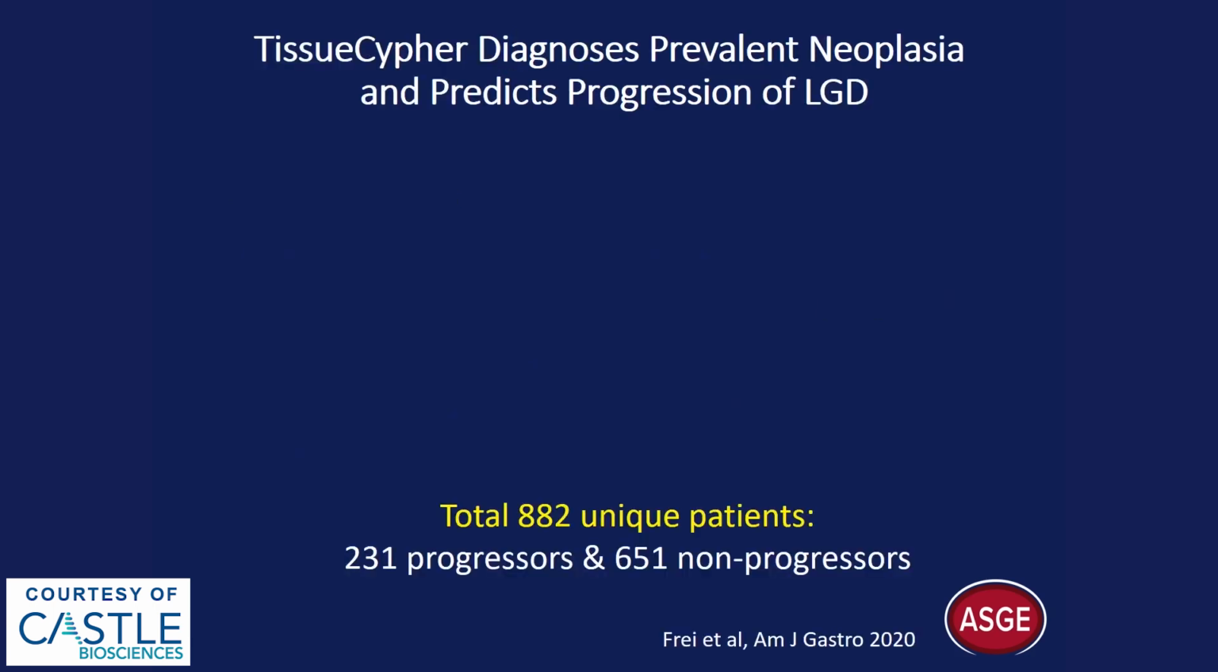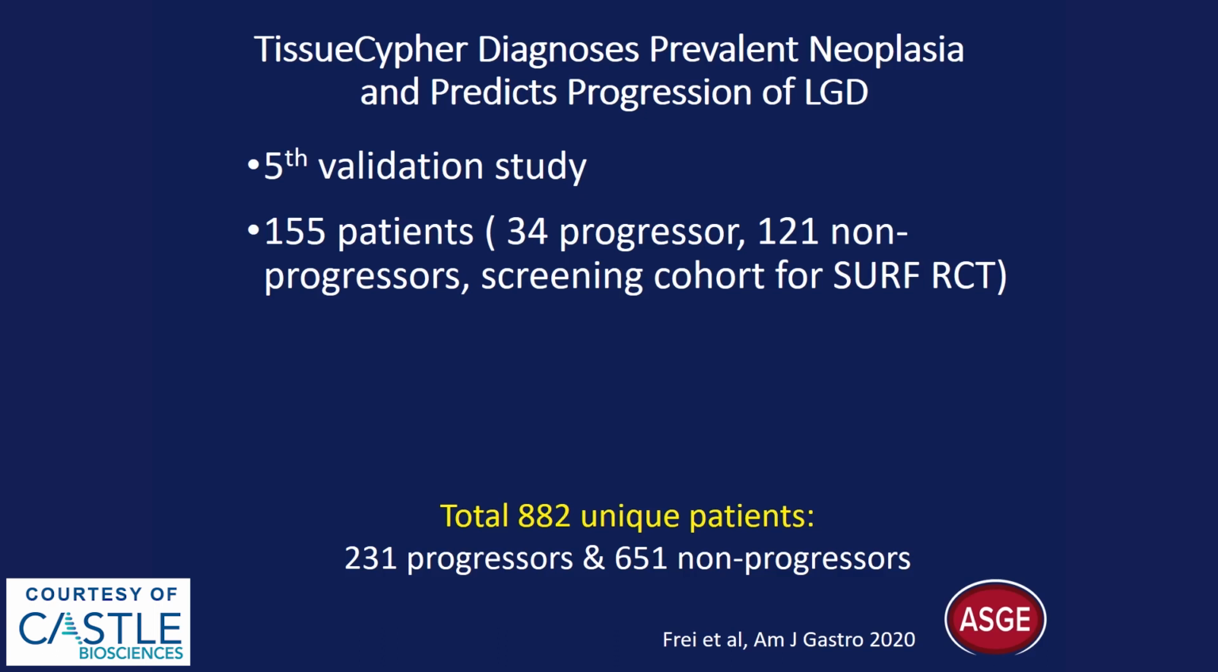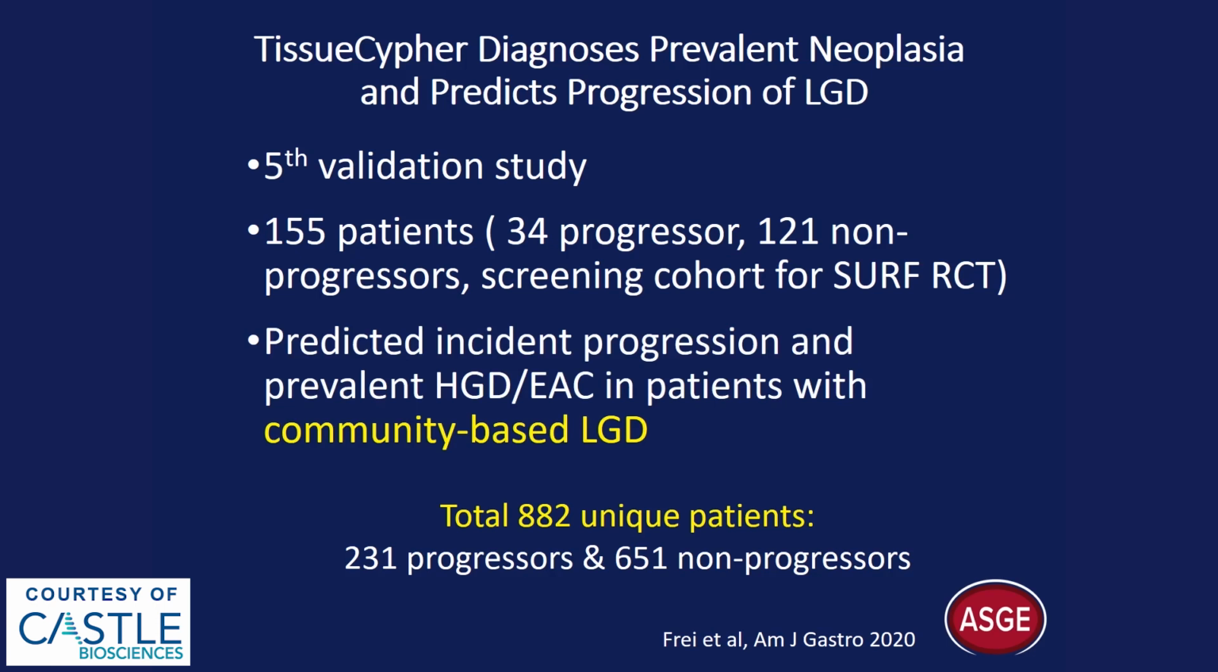In a 5th validation study, 155 patients, including 34 progressors and 121 non-progressors, in the screening cohort for the SURF trial of RFA versus surveillance conducted in the Netherlands, TissueCypher predicted incident progression as well as prevalent high-grade dysplasia or cancer in patients with community-based low-grade dysplasia. All in all, a total of 882 unique patients, including 231 progressors and 651 non-progressors, have been studied in TissueCypher and its role for predicting current dysplasia and incident dysplasia.